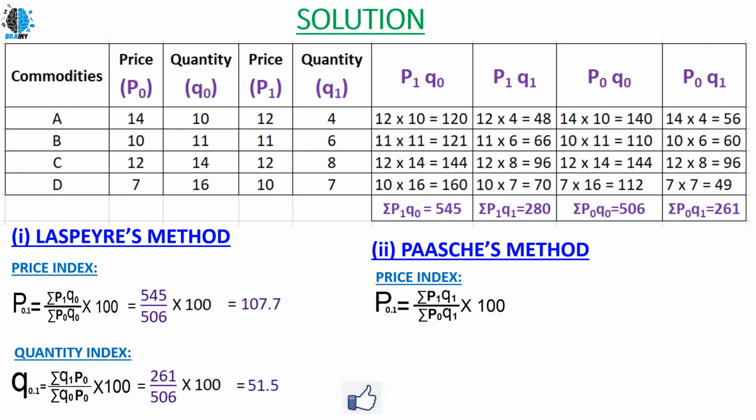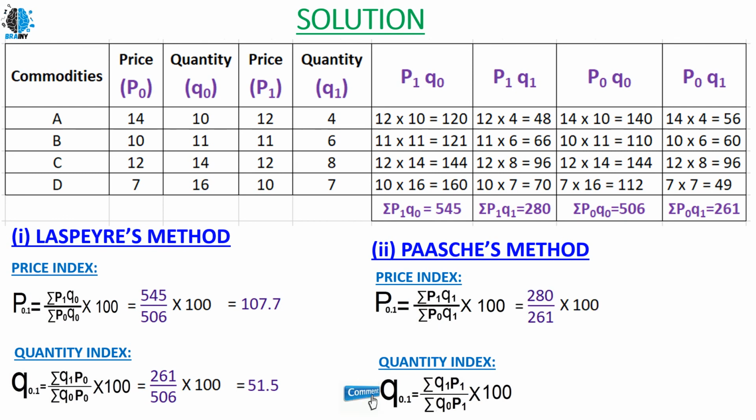Let's see the Paasche method. Under this we also have the price index and quantity index. In Paasche, the author has given the weight to which year? The current year. So current year values will be used here. The first value is P1 Q1 divided by P0 Q1, here 280 divided by 261. If I do the calculation, I get the price index number 107.6. Next is the quantity index: 280 divided by 545. If I do the calculation, I get the final value 51.3.